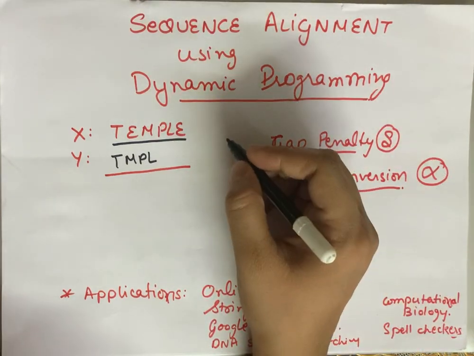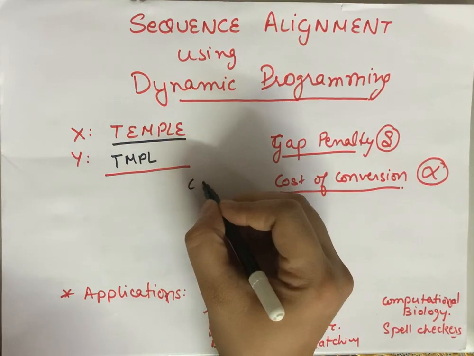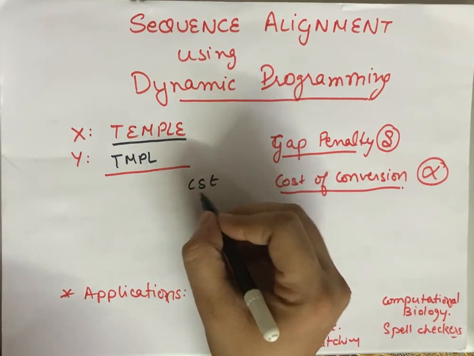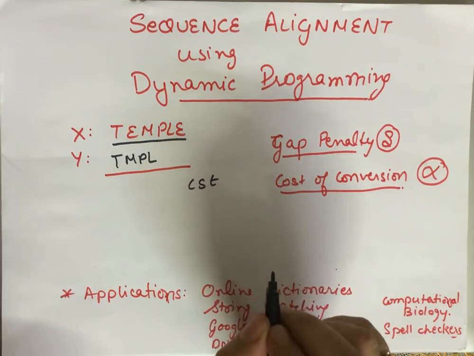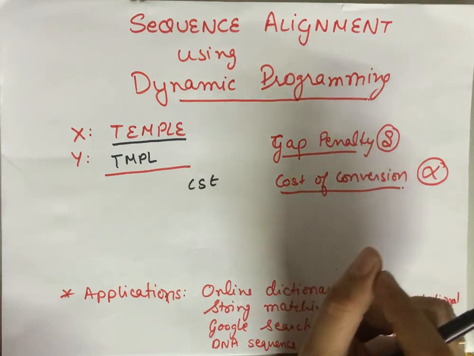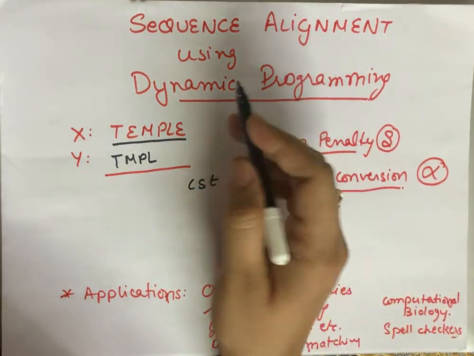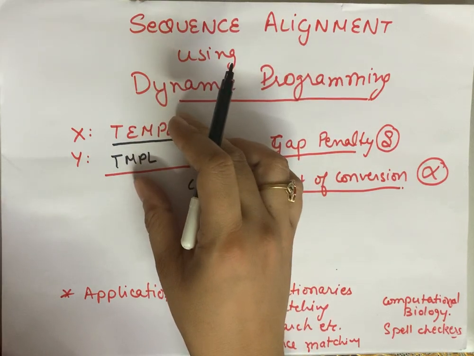Suppose you are searching for something and you write CST. It can be cost also, cast also. So depending on some algorithm that Google is using, it will give you the most probable nearest match. What we are trying to do is align two sequences.